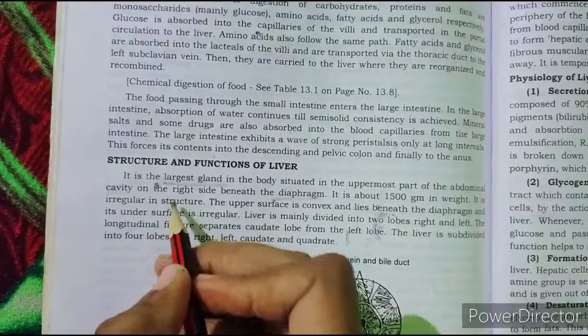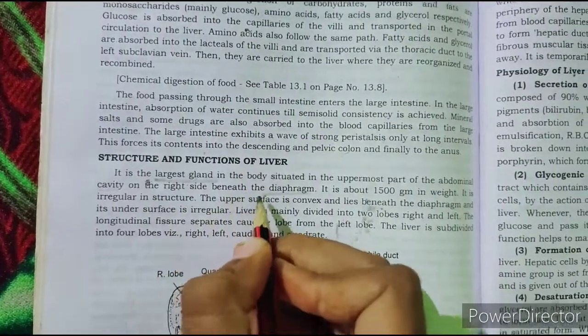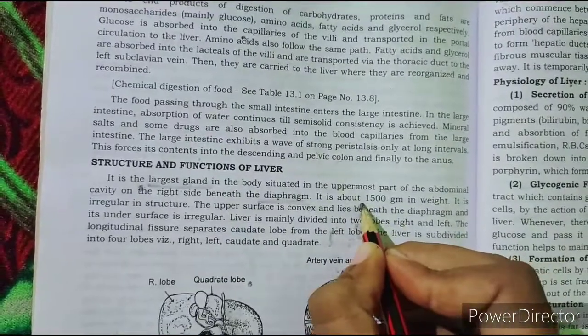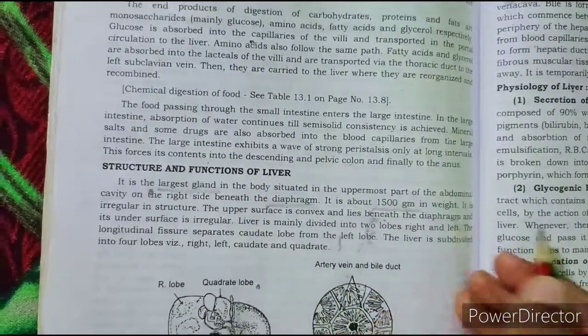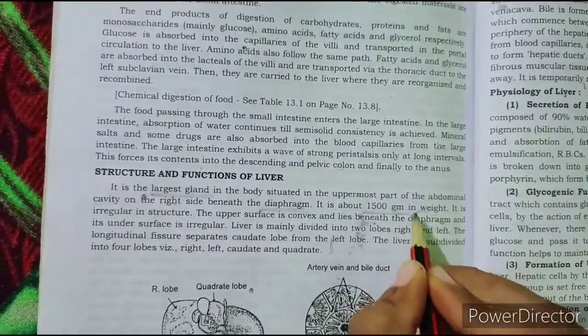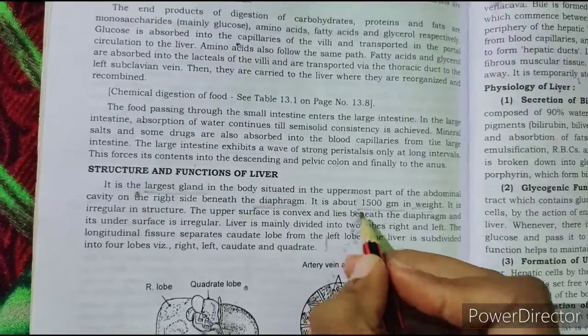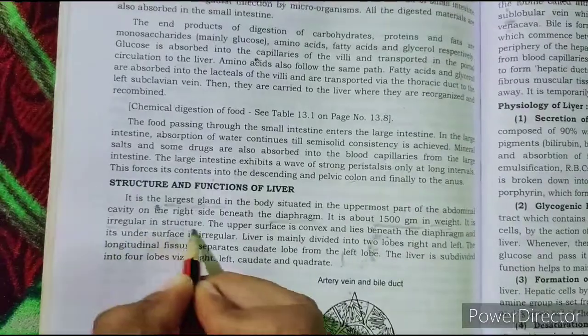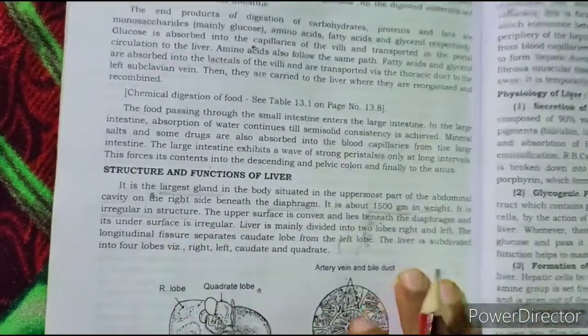abdominal cavity on the right side beneath the diaphragm. It is about 1500 grams in weight. It is irregular in structure. The liver is irregular in shape.